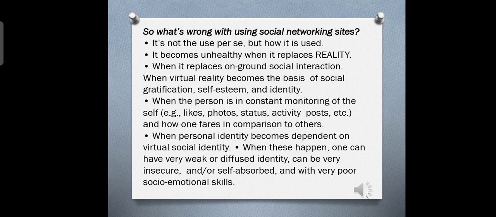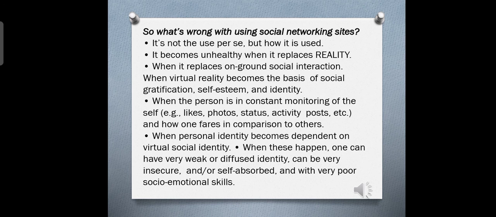Number 5, when personal identity becomes dependent on virtual identity. So, kapag yung identity natin as a person is parang nakadepende na lang sa social identity natin, parang nakadepende na lang tayo kung ano yung mga pinupost natin sa social media.